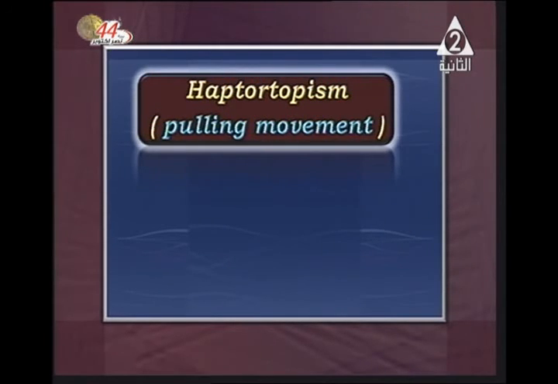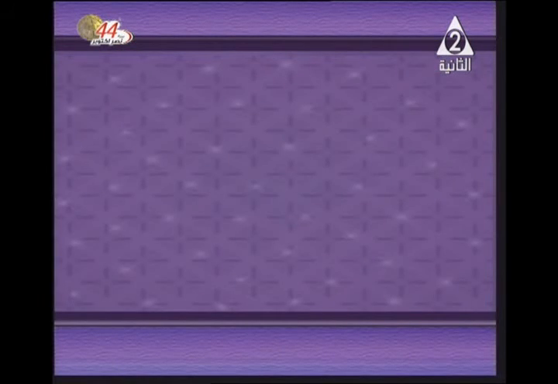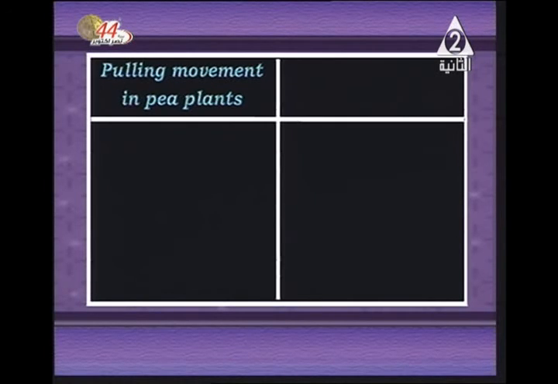Well, the pulling movement or haptotropism. We have two examples, okay? One of them by tendrils and the other by pulling roots. Again, one of them by what? By tendrils, and the other type by what? By roots. The first one, pulling movement. We have an example here. Two examples, they are very important.